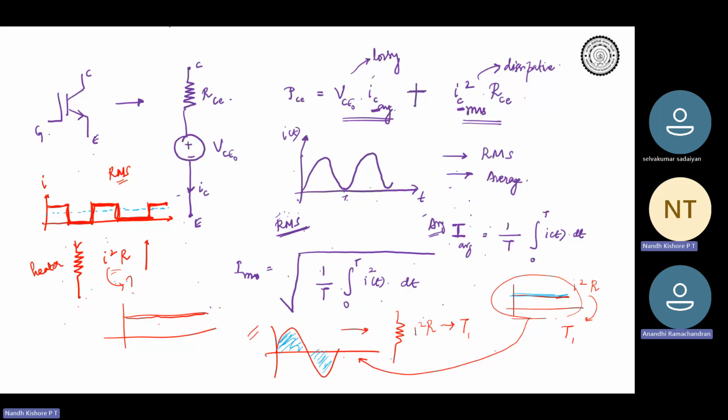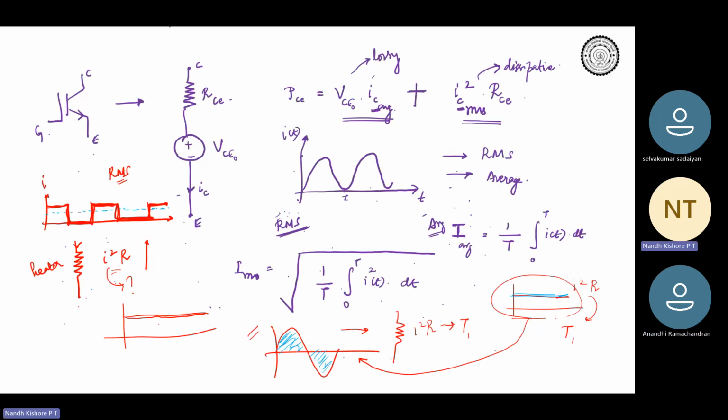Same way, this is something like VCE naught, which is a DC quantity. It's a fixed quantity, VCE naught into I average. Okay, so do you understand how the power comes about? This is a very, very important question. This is generally asked in a lot of competitive exams, like your GATE or any other exam.